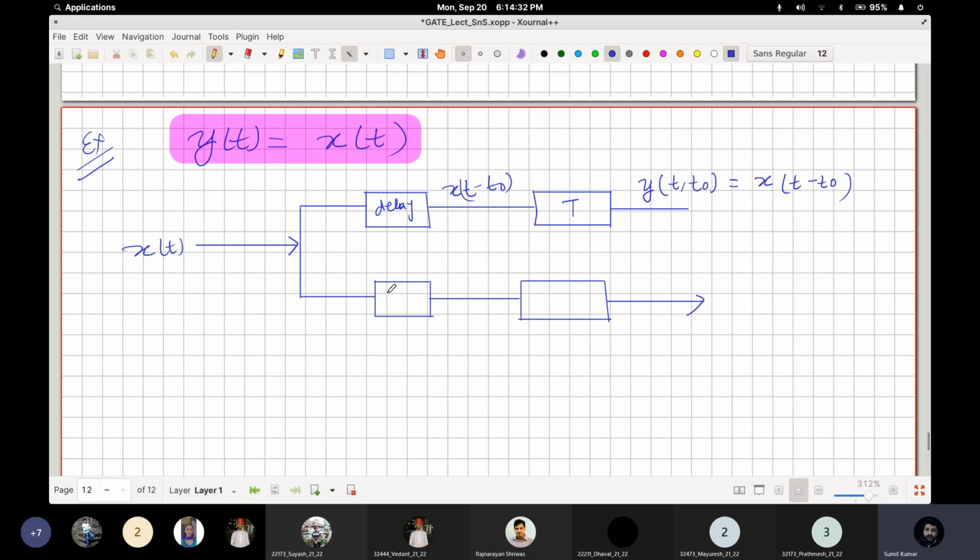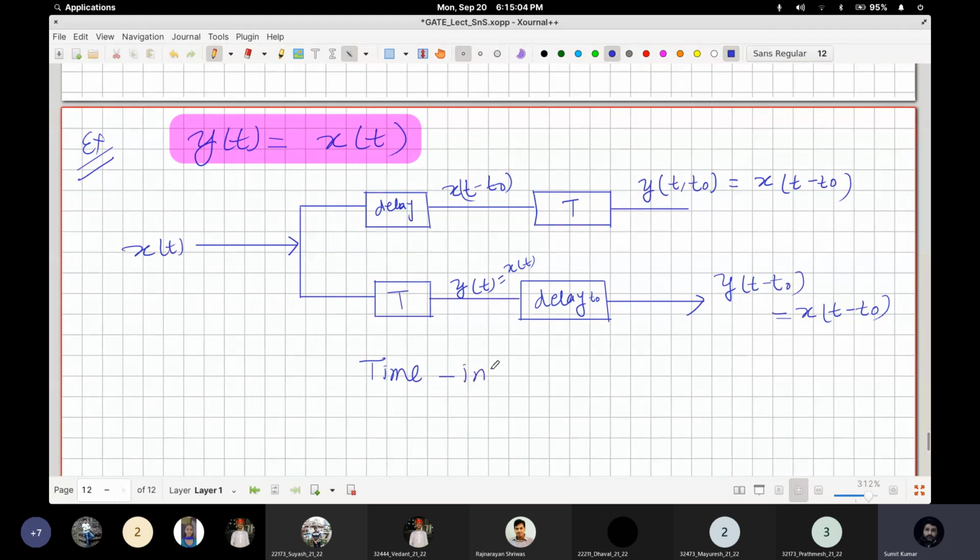And then what we are doing, we are applying the system here. So after applying the system, what did you get? y of t, and in y of t what are we doing, we are delaying by t naught amount, right? So you will get y of t minus t naught, and y of t is equal to x of t only, right? So y of t comma t naught will be equal to x of t minus t naught. So you can see that these two are equal, isn't it? Both of them are equal. So the system is time invariant.